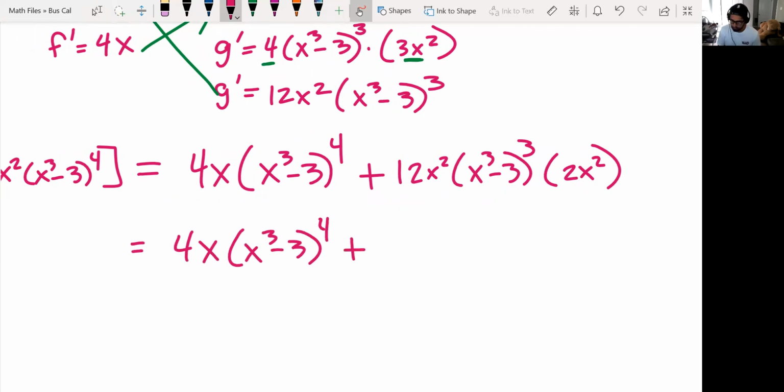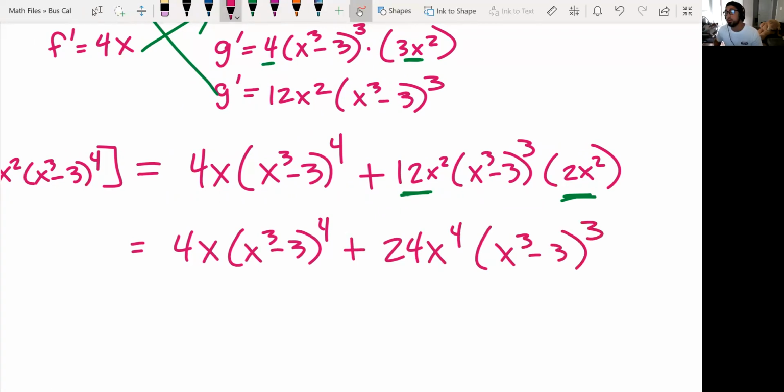So the first term, nothing happens here. We can't distribute anything. The second one, I can multiply these two terms. So 12x squared times 2x squared is 24x to the 4th, and this remains the same. Okay, and I think my MyMathLab wants us to keep going, and it's only right to keep going.